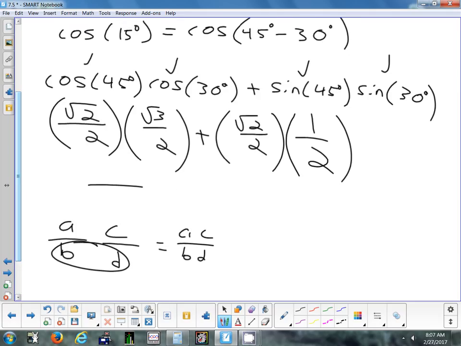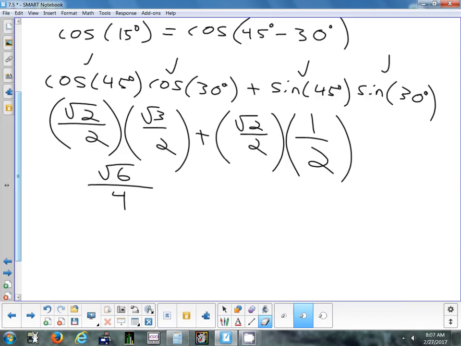Okay, so yeah, the bottom here would be a 4, but you said square root of 2 times square root of 3, which you can combine as square root of 6. Yep. So we get square root of 6 over 4. And then, what about the other one? Square root of 2 over 4.